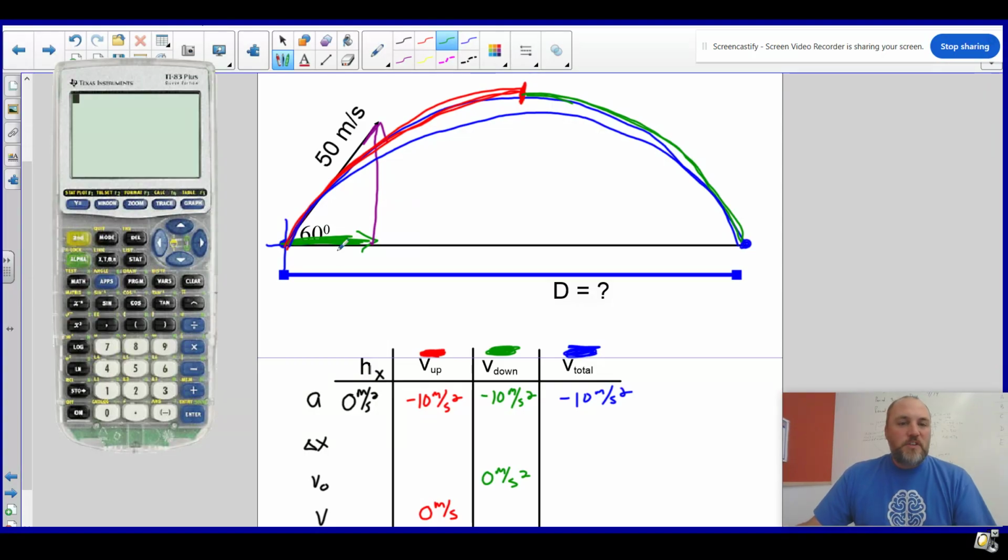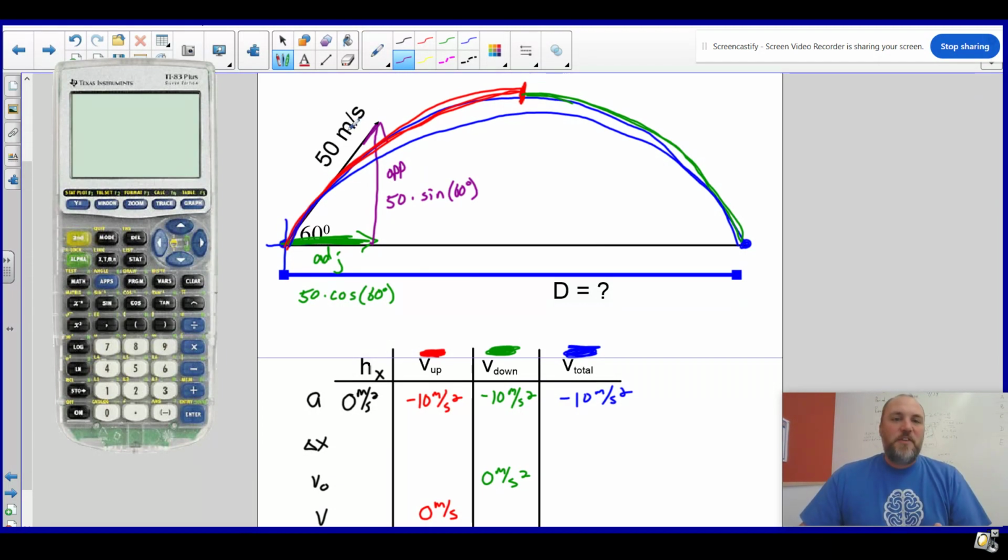So to find the horizontal part, or in this case the adjacent side, I'm going to do 50 times the cosine of theta, or 60 degrees. And that is the trig function cosine times hypotenuse is equal to adjacent side. And then the vertical component, or the opposite side, is just hypotenuse times the sine of the angle 60 degrees. So I'll be able to find the initial horizontal and vertical velocity by breaking that 50 meters per second, the real initial velocity, into the x and y components.